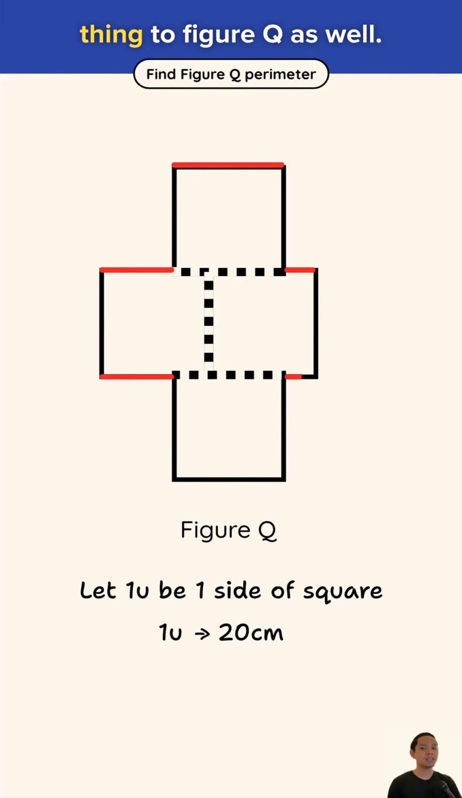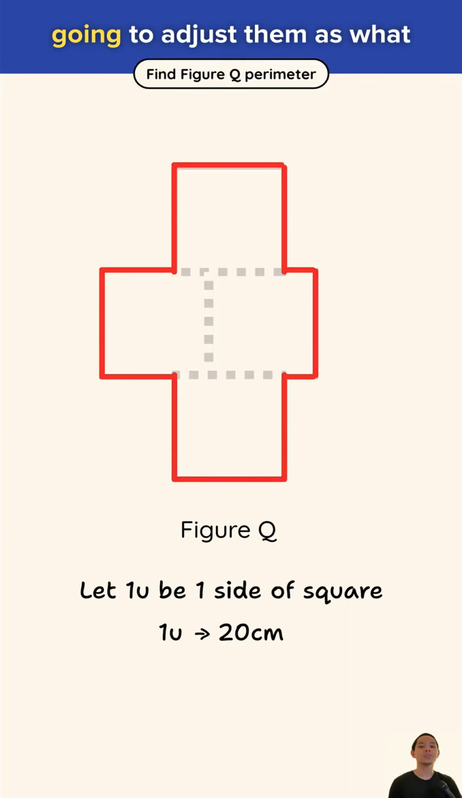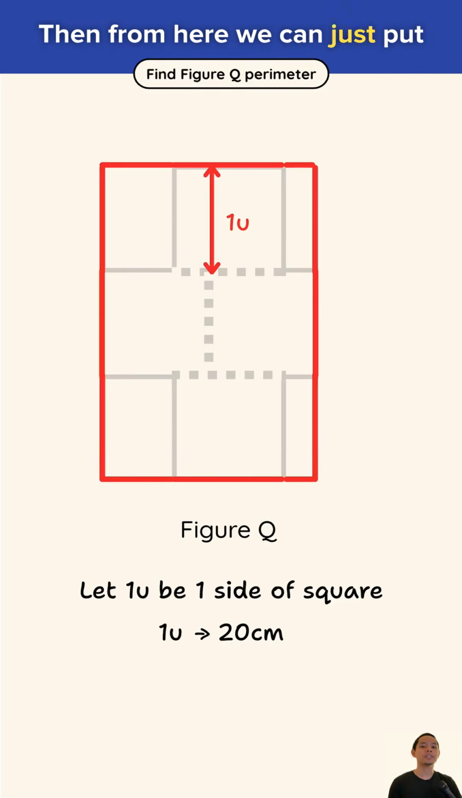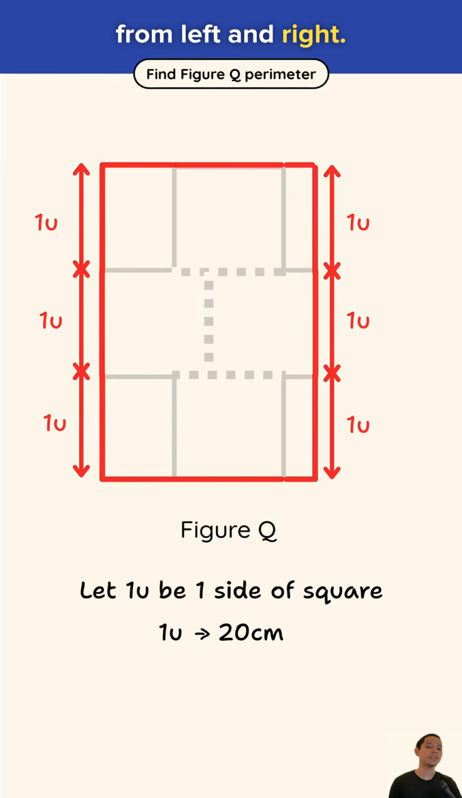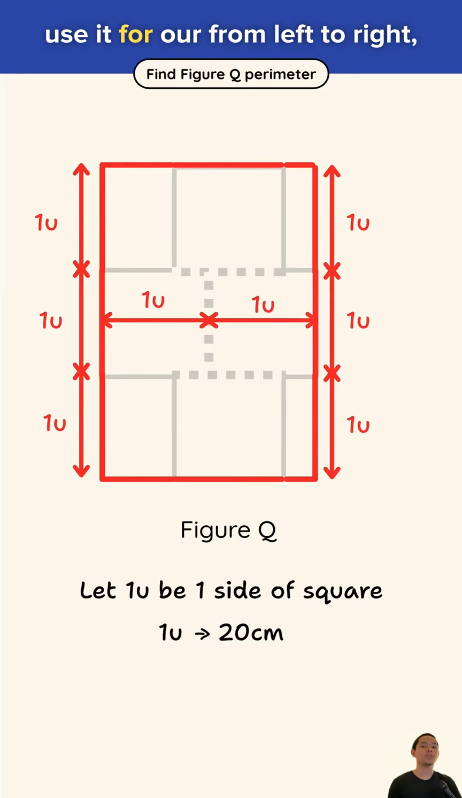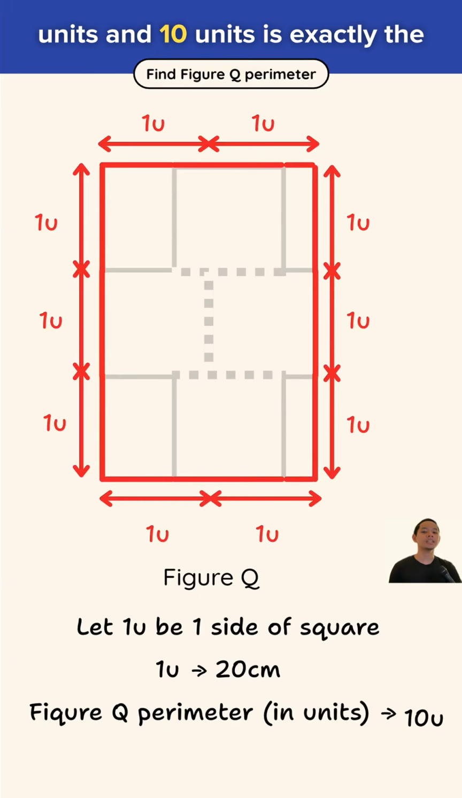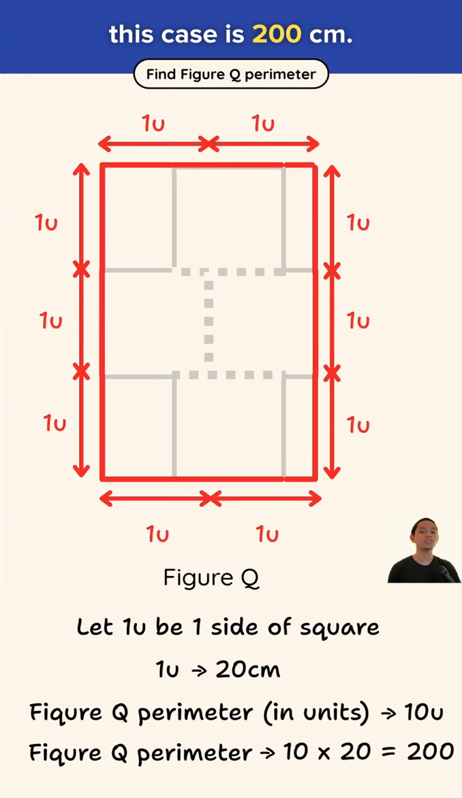So we're going to do the same thing to figure Q as well. I'm going to highlight all of the different lines and I'm just going to adjust them as what we see over here. Then from here, we can just put in the different one unit lines, from left to right, and put them at the top and bottom. So if we calculate the total number of units, it's actually 10 units, and 10 units is exactly the perimeter of figure Q, which in this case is 200 centimeters. That's how you solve this PSLE math question.